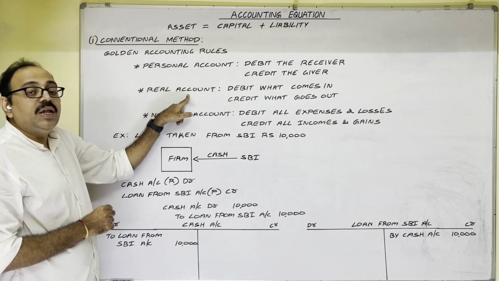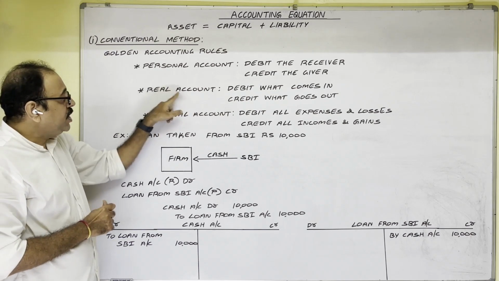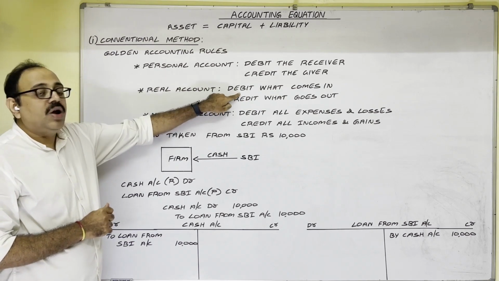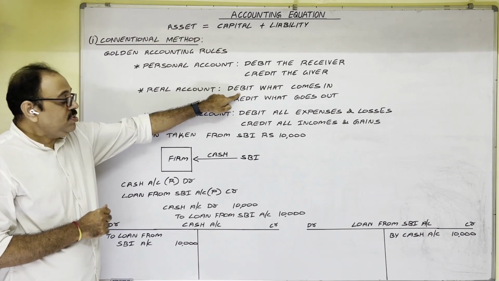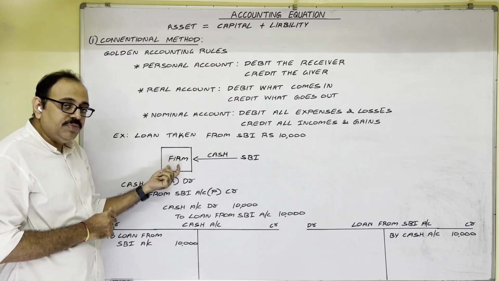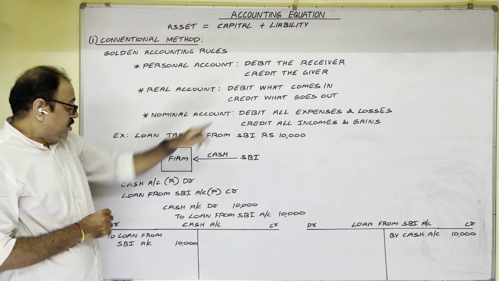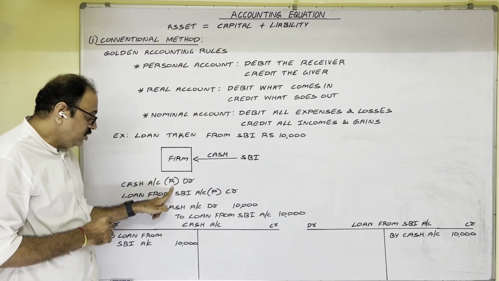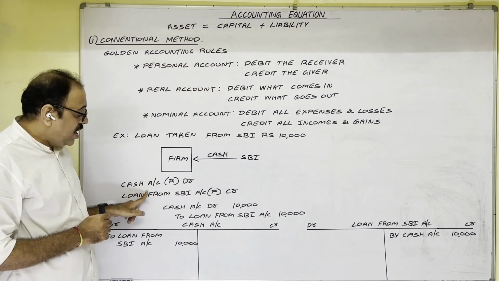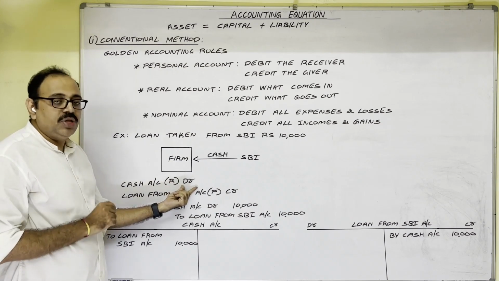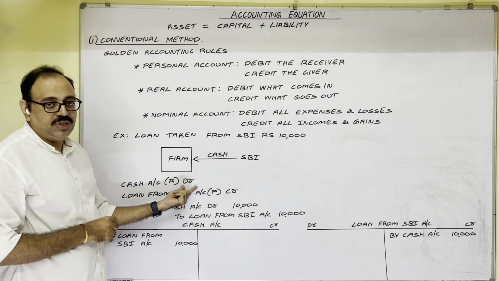So assets come under real account. As per real account, debit what comes in. So here cash is coming into the firm. Therefore, we have to debit cash account. So cash account is a real account because cash is an asset, and as cash is coming into the firm, we have to debit cash account.